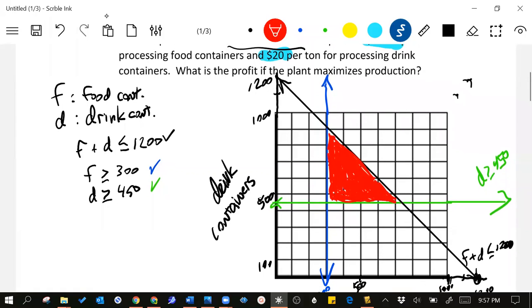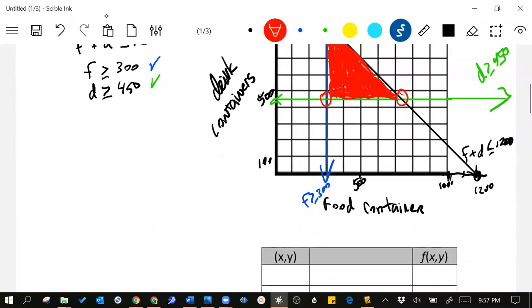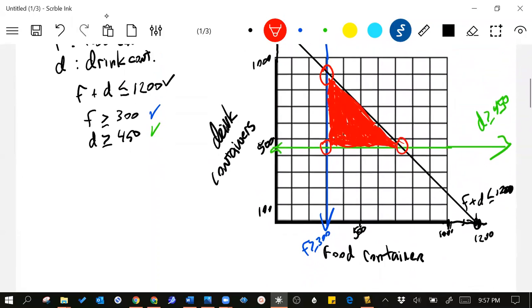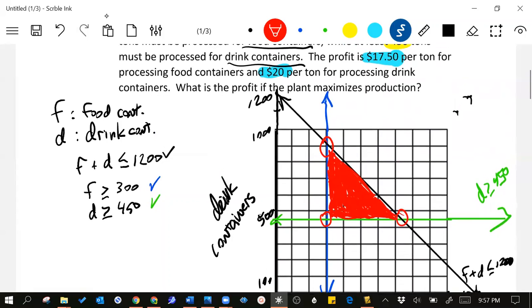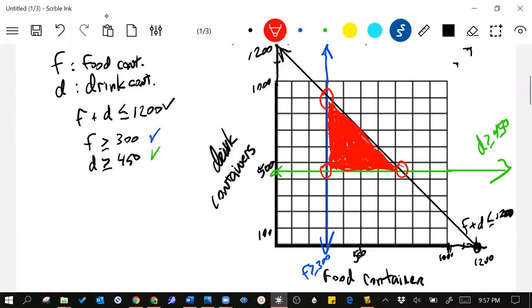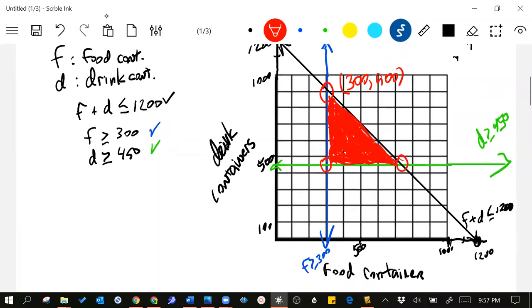All right. We have a vertex. And we have another vertex, and we have another vertex. So let's take a look at where those vertices are. And that's where we're going to come down here, okay, to write them out the way they should be. So this one here looks like it's 300 and 900. 300 and 900. Okay, and down here, this one looks like 300 and 450.